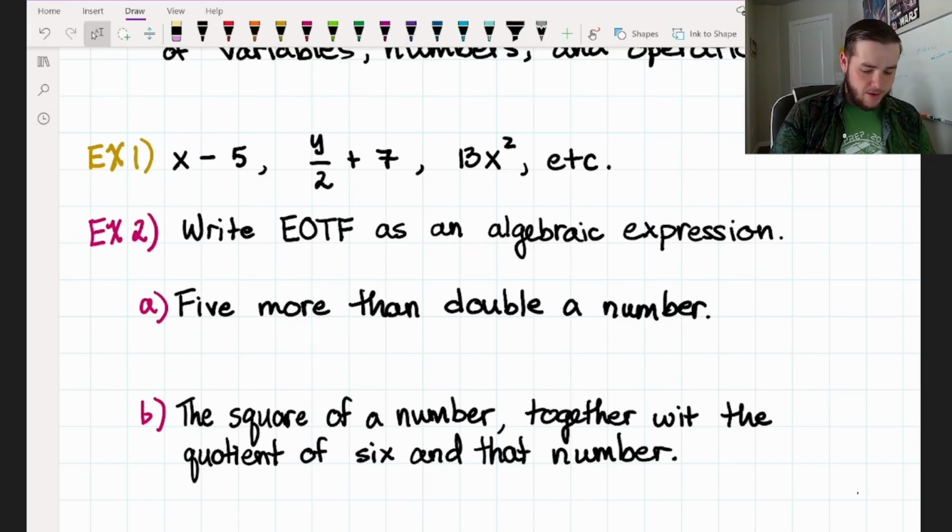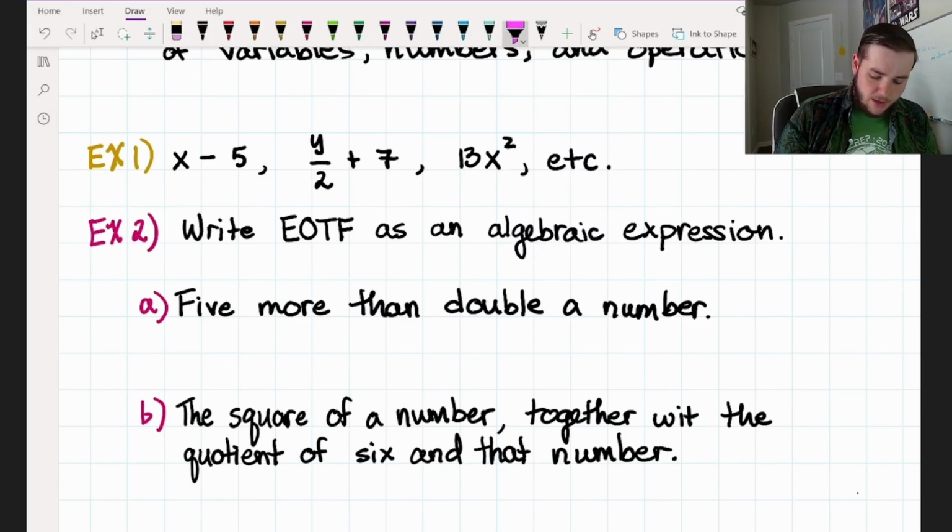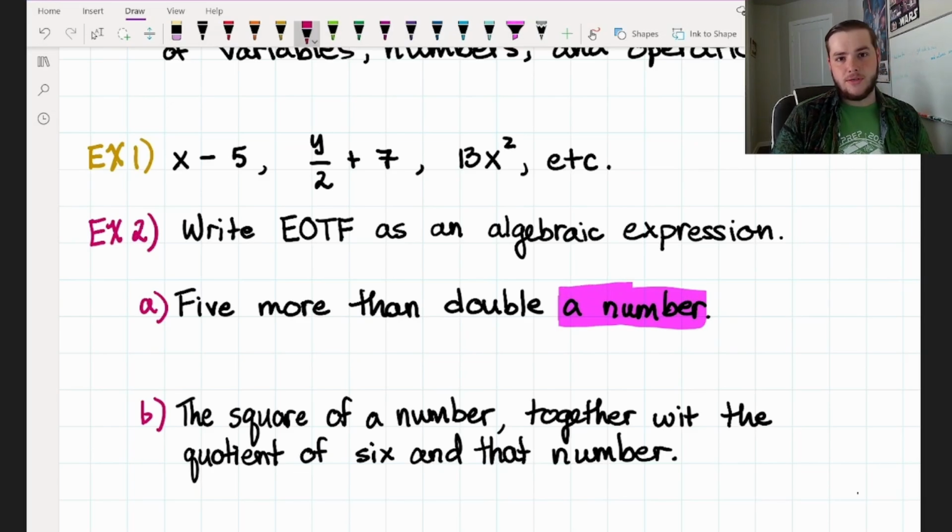The first thing I like to do in problems like this is go through and find my variables. Here I've got a number and I don't actually know what the number is, so I should probably use a variable to represent that number. Let's call it X.